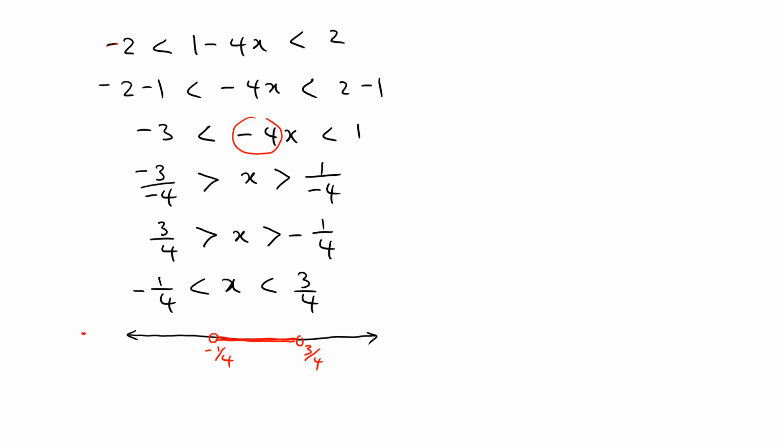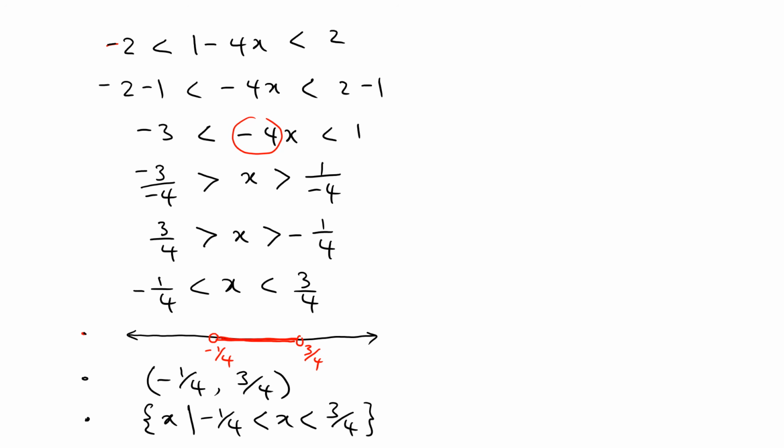Also, if you use interval notation, the solution is between those two numbers, and there's no equal sign, so the corner points are not included. We get the interval negative 1/4 comma 3/4. That is the interval notation. We can also use set builder notation and write the set of x such that negative 1/4 is less than x less than 3/4. You can also write this in words, but these are three common ways to write the final answer.